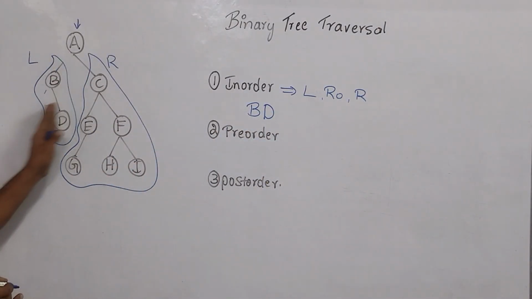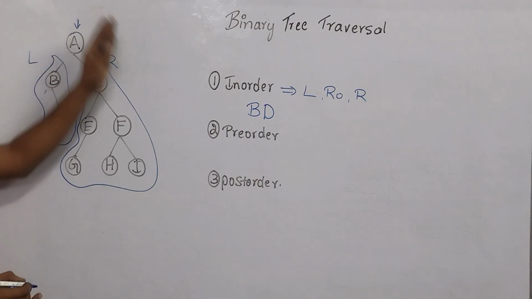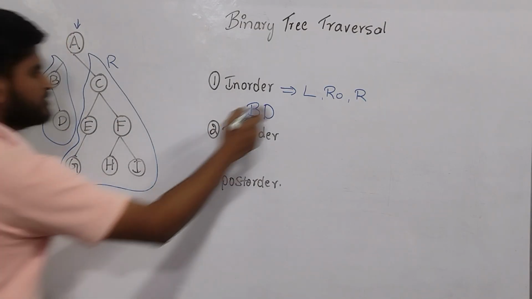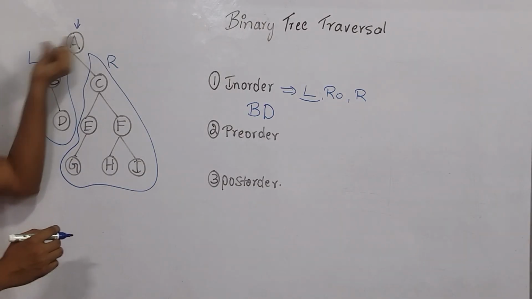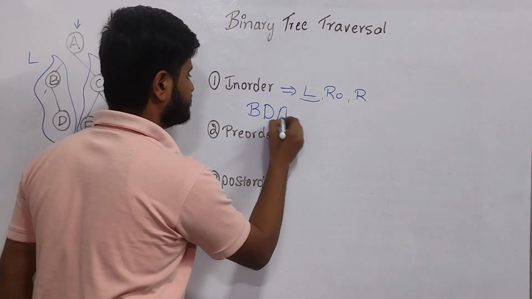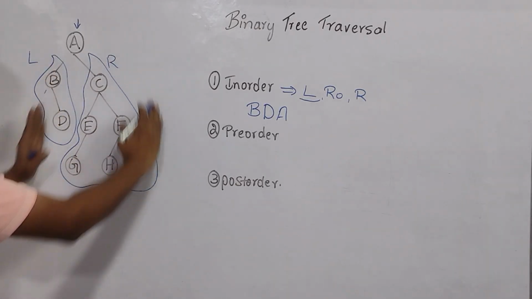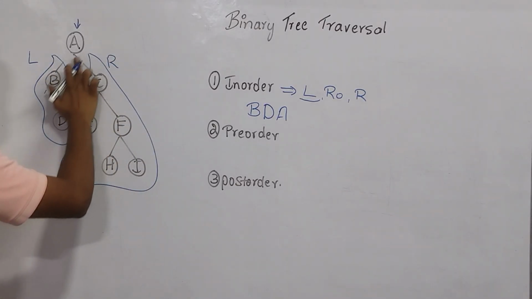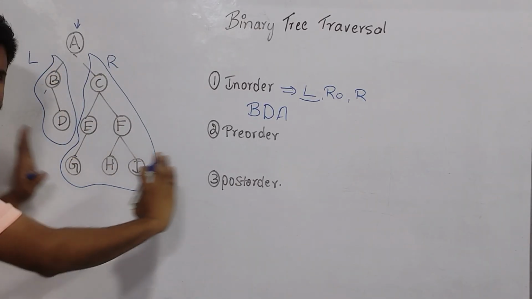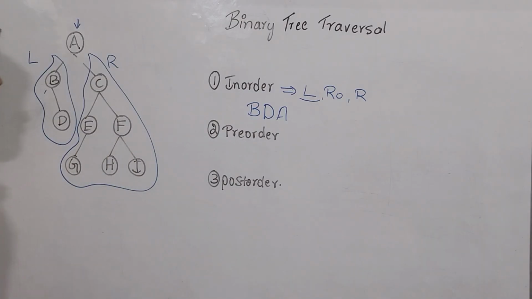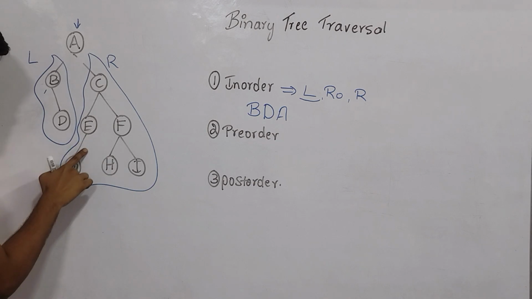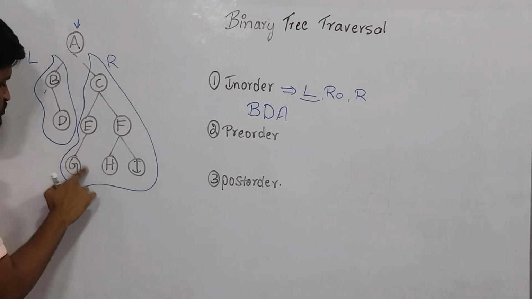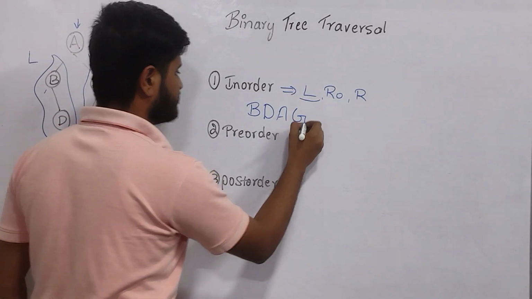Now you are completed with the left subtree of the complete tree. Now the left is over. Now you must write the root value. What is the root? A. Simple. Now let's move to the right. Let me consider the right subtree as the separate tree. Now apply the left, root, right again. Left. Again left. First you must go to the left as far as possible. So G is the left.